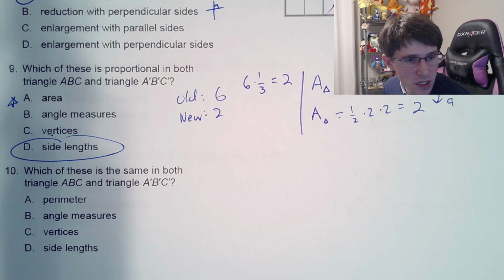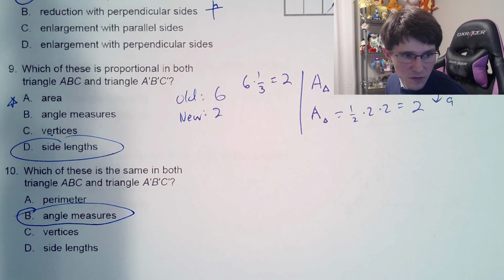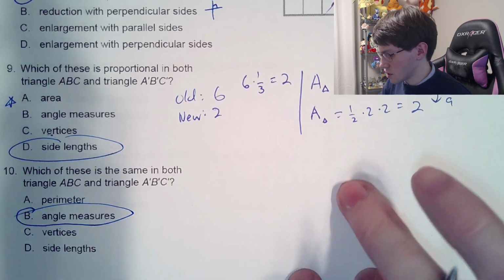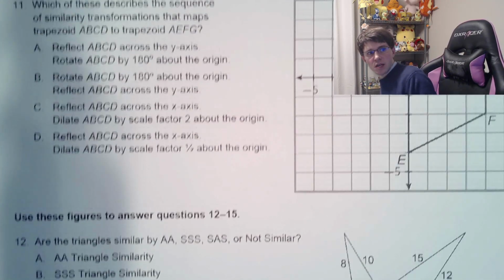Number 10, which of these is the same length in both triangles ABC and triangle? The only thing that's the same is going to be angle measures every single time. That's our definition, is that for dilations, changing size does not change the angle measure. Let's check out the next page here.